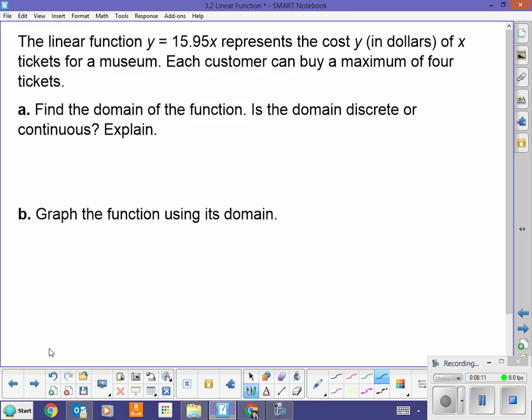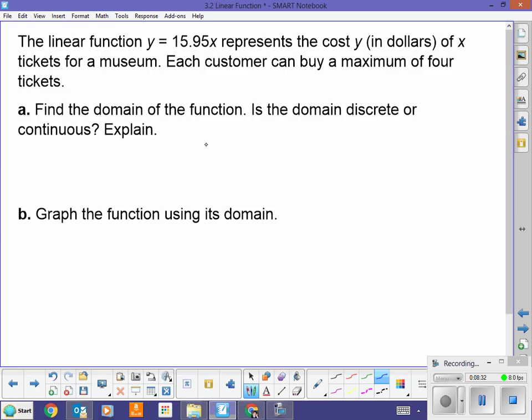Okay, let's take a look at what is next. The linear function y equals 15.95 times x represents the cost y in dollars of x tickets for a museum. Okay, kind of makes sense, right? 15.95 per ticket times the number of tickets equals that total cost. Each customer can buy a maximum of 4 tickets. Find the domain of the function.